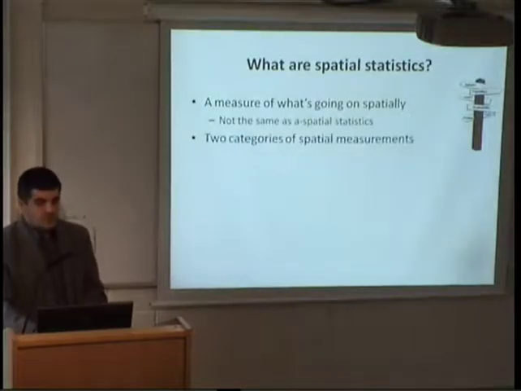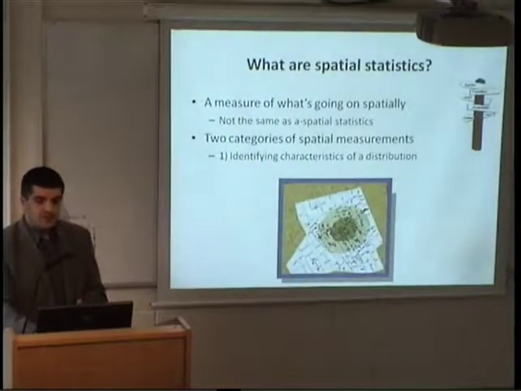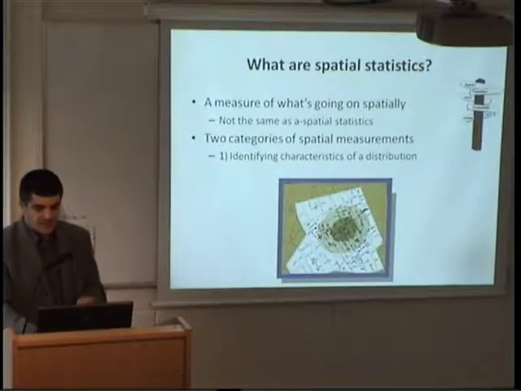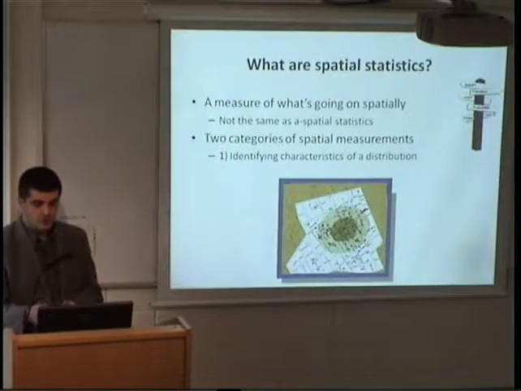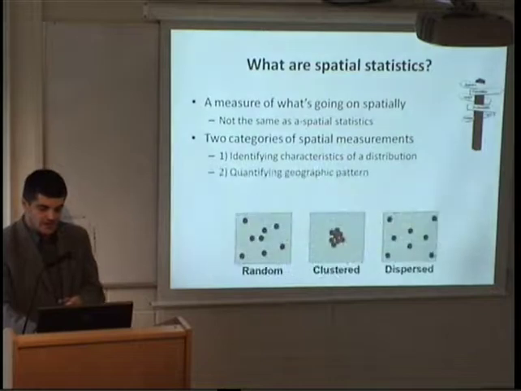We will focus on two categories of spatial measurements. The first one is identifying characteristics of a distribution. This tool can answer questions like where is the center of your features. In this map you can see there are a lot of points, and the tool helps you to find where the center of that distribution is. The second category lets you quantify geographic pattern. You can clarify whether your features are randomly located, clustered, or maybe dispersed.